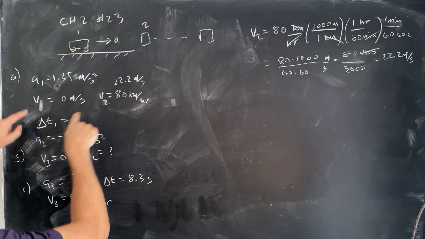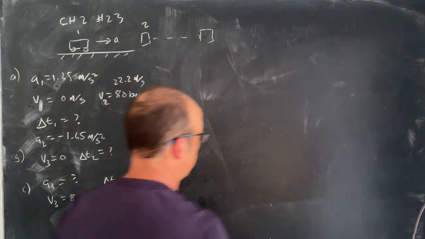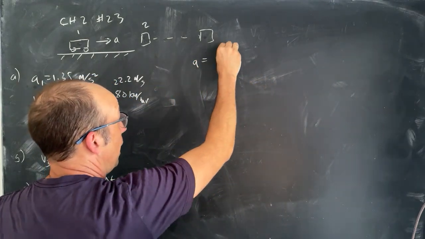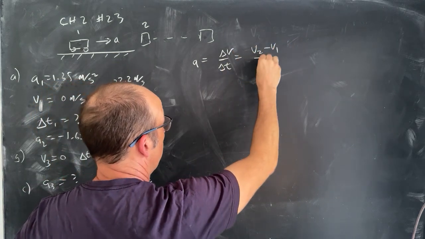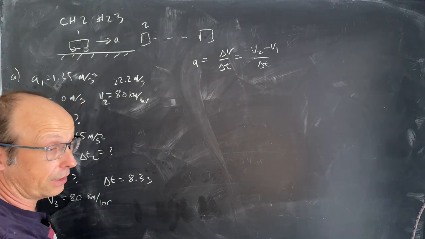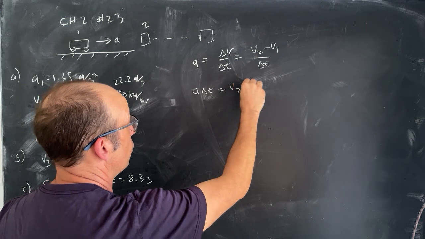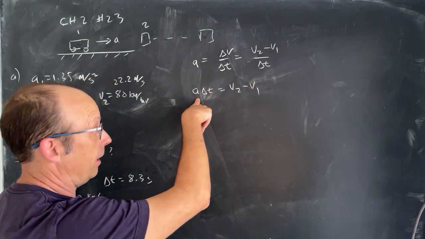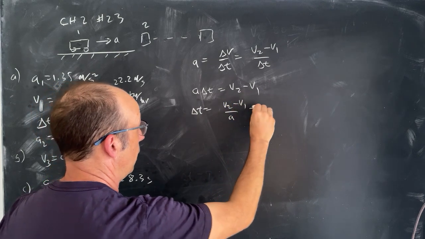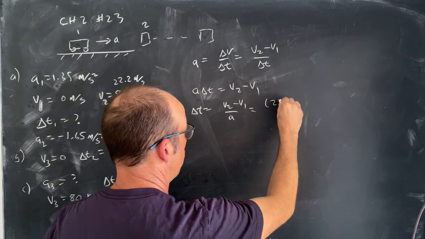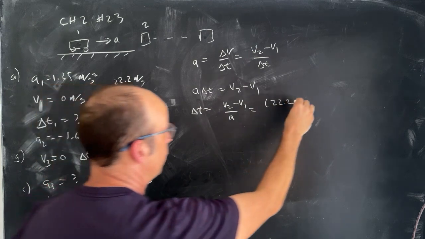Now we can go back over here. We're trying to find delta t, so I can use the definition of acceleration. We define the acceleration as delta v over delta t, so that's v2 minus v1 over delta t. I want to find delta t, so I multiply both sides by delta t, and then divide both sides by a. I get delta t is v2 minus v1 over a. Let's plug in our numbers. Our final velocity is 22.2. I'm going to leave off the units for now to make it look cleaner. Minus the initial velocity of 0.